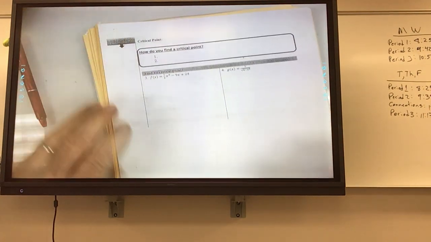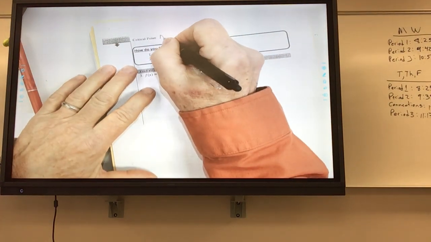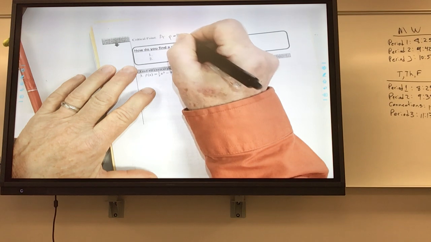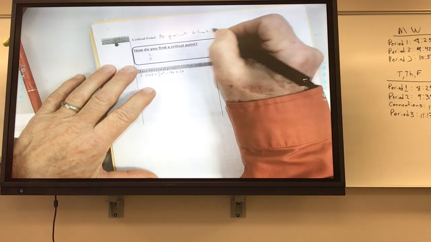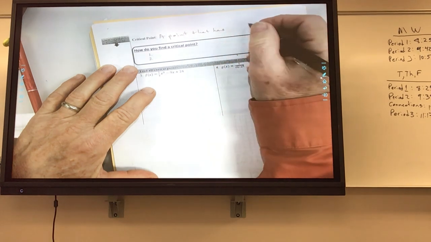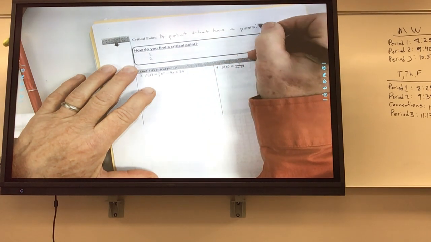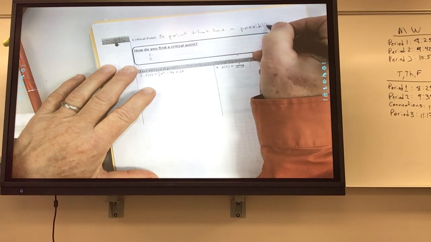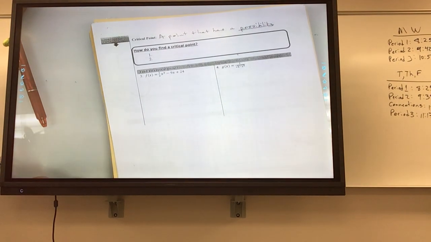A critical point is a point that has a possibility. Okay, now, I'm gonna tell you also what a possibility was.